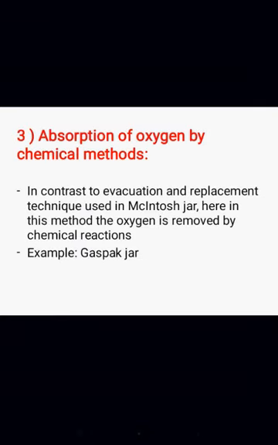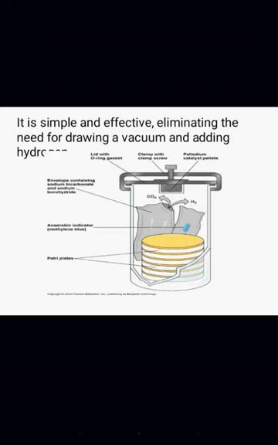The third method of anaerobiosis, or to create the anaerobic condition, is the absorption of oxygen by chemical method. In contrast to evacuation and replacement technique used in McIntosh jar, here in this method, the oxygen is removed by chemical reactions. We can take the example of gas pack jar. So here you can see a diagram of gas pack jar. At present, it is the most commonly used method for anaerobiosis. It is very simple to perform and perfect for laboratory having less sample load. It uses packets.